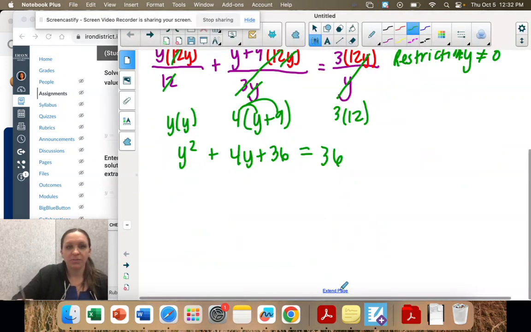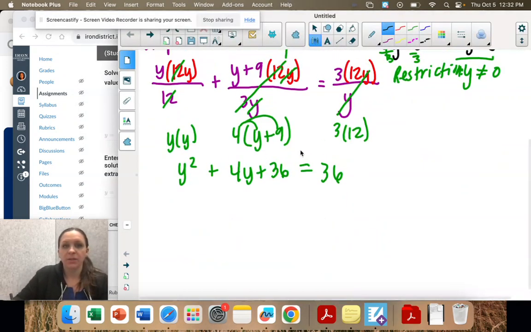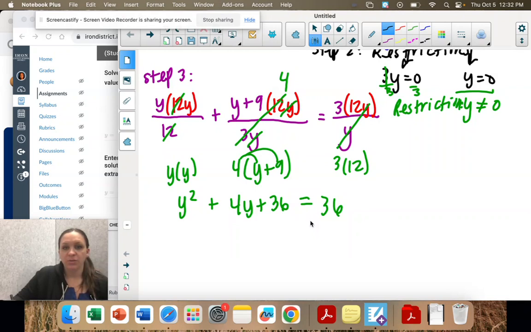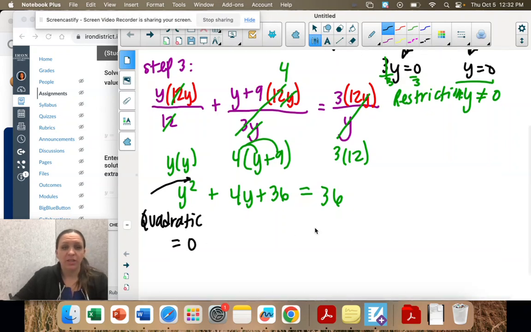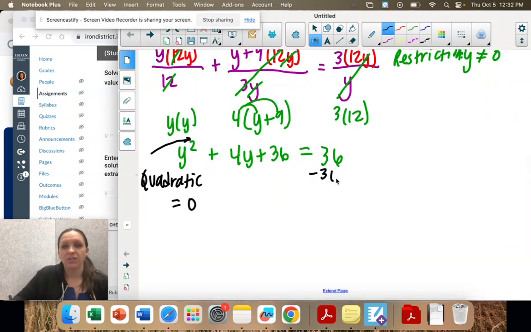So now we have some simplifying to do. I'm going to look at this. It's a quadratic. So that means we need to set the equation equal to 0. So I'm going to subtract 36 from both sides. And I'm left with y squared plus 4y equals 0.